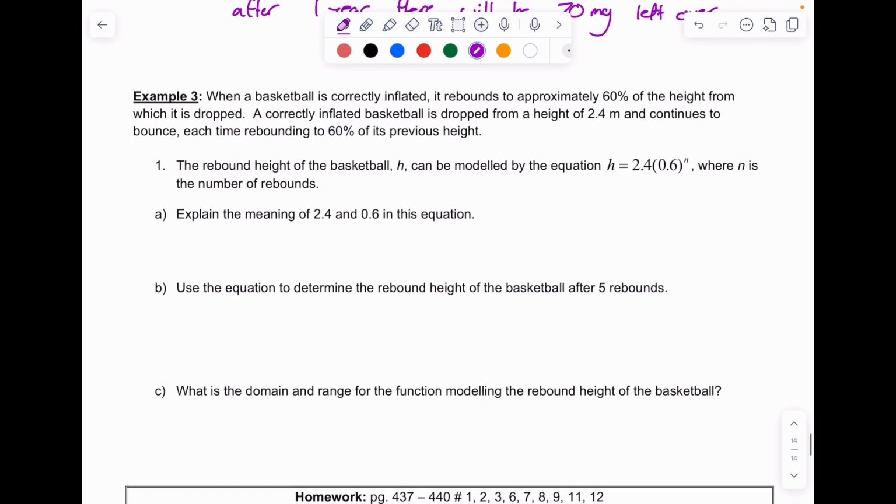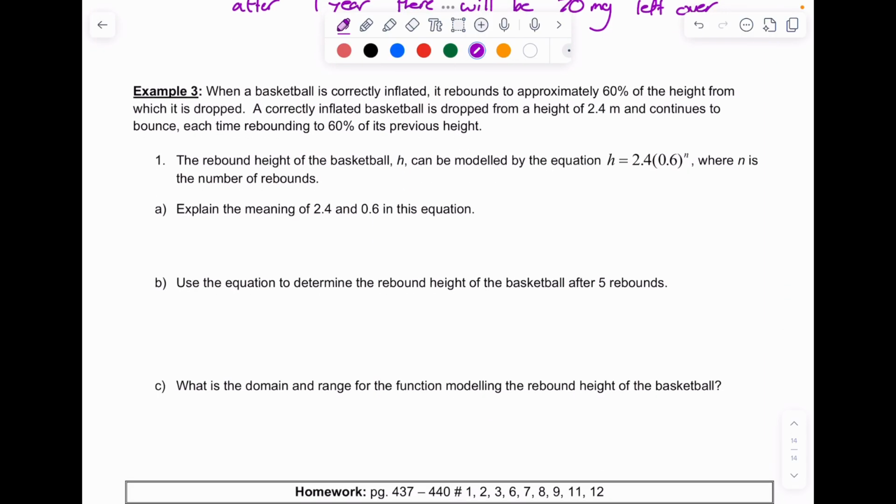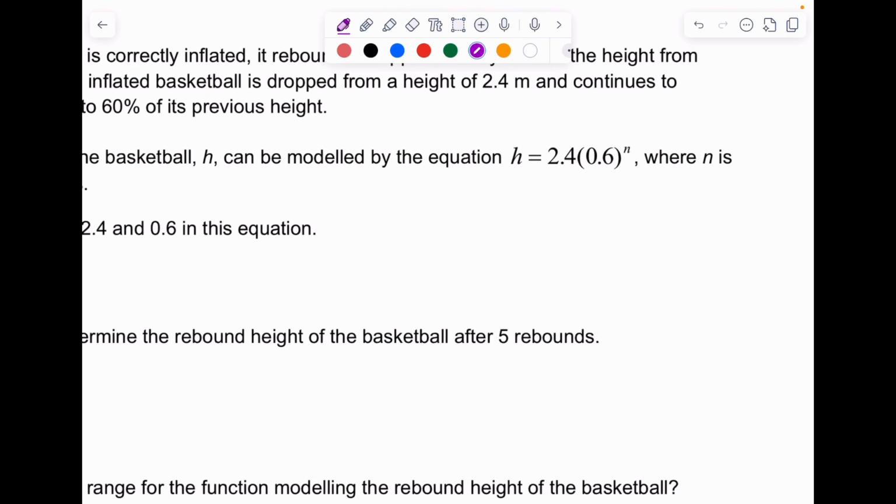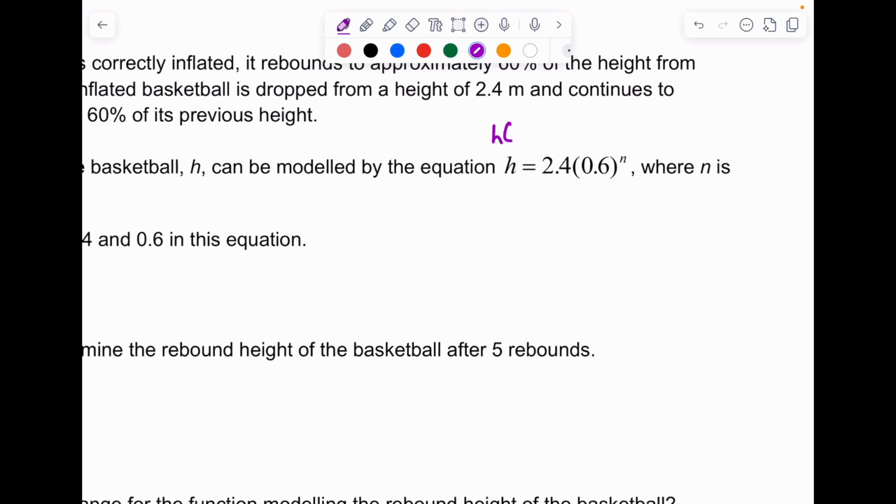Example 3. When a basketball is correctly inflated, it rebounds to approximately 60% of the height from which it was dropped. A correctly inflated basketball is dropped from a height of 2.4 meters and continues to bounce, each time rebounding 60% of its previous height. The rebound height of the basketball, h, can be modeled by the equation h equals, really this actually should say h of n, because the variable appears n.